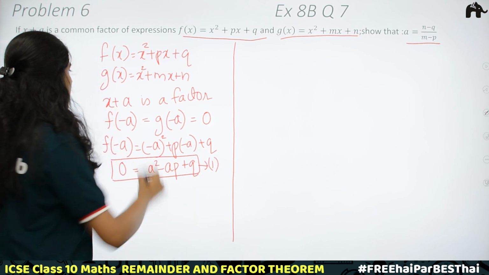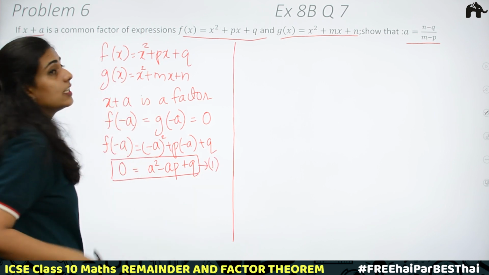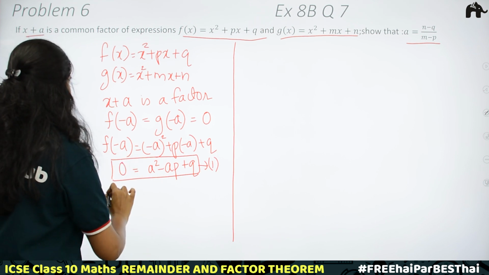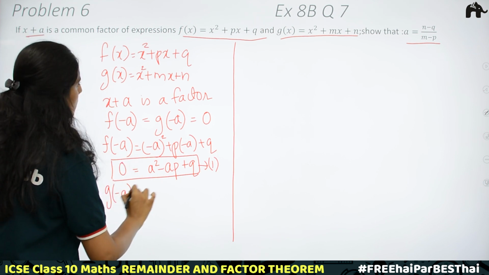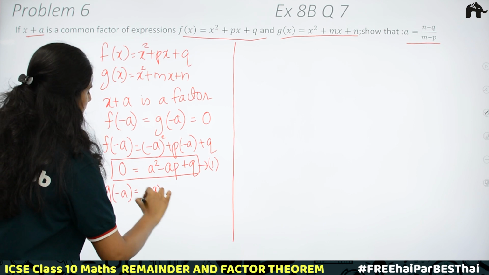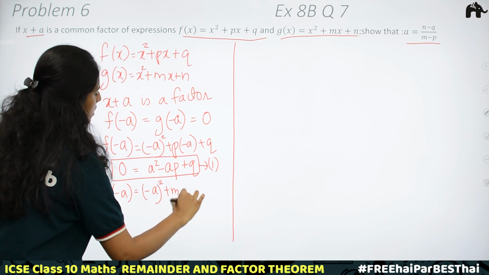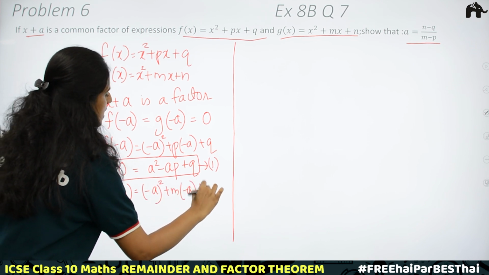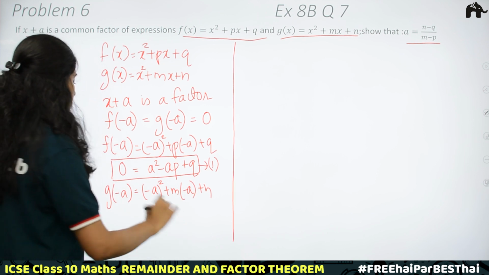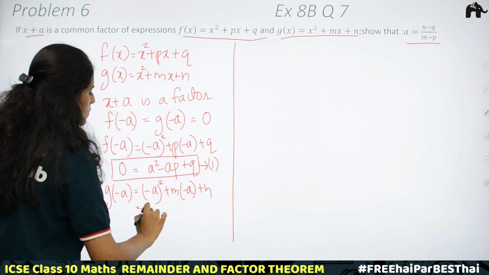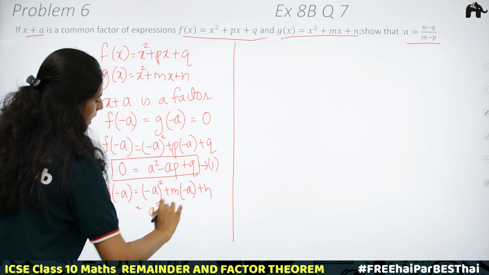Okay. Now take g of x, that is find g of minus a. G of minus a will be equal to minus a whole square plus m into minus a plus n. That is equal to minus a square is a square.